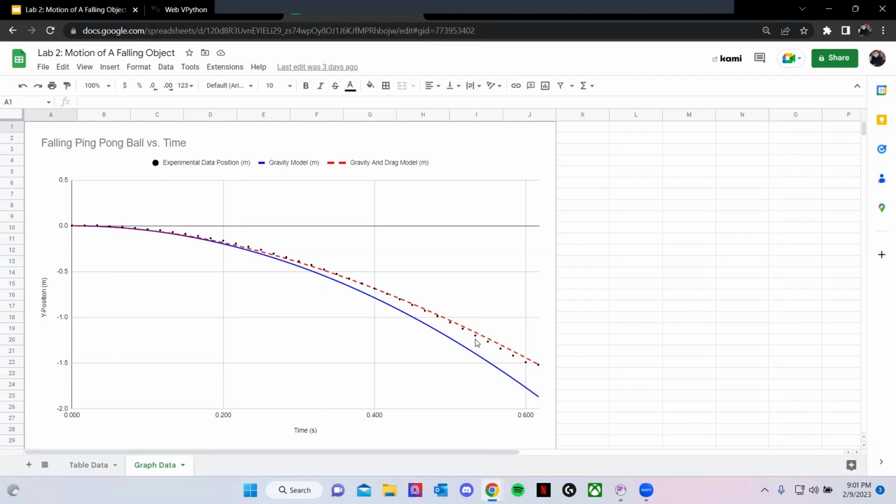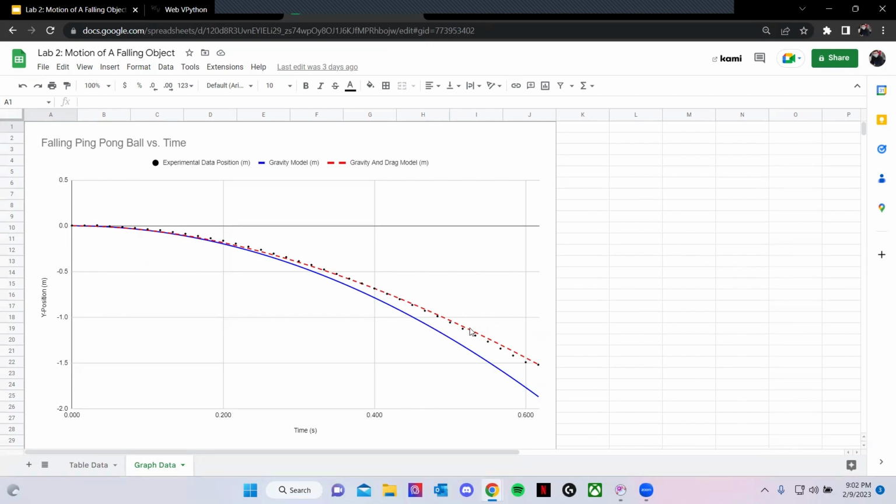Before explaining the differences in the models, you must understand that the system is the ping pong ball, and the surroundings are the Earth and its atmosphere. The initial conditions are that the ball is dropped from rest at a vertical distance away from the ground. After looking at the system and surroundings, we can explain the difference between the gravity model and the observed position model, which is the blue compared to the black. This would be the negligence of one of the surroundings, which is Earth's atmosphere, which contains air particles that combine to create a net force in a direction opposite to motion. This is known as air resistance.